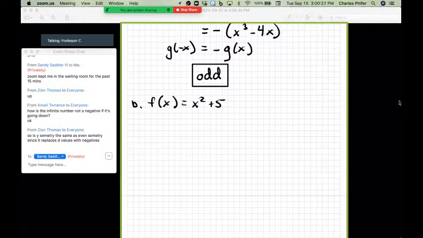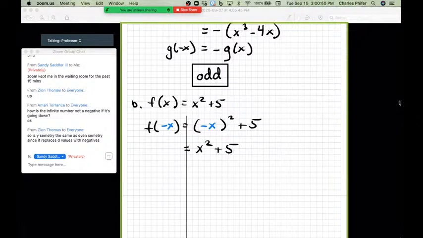Anyway, let's do the same thing. We're going to replace each x with a blank set of parentheses, x squared plus 5. And then we're going to replace each x with negative x and see what happens. Bring down our equal sign. So negative x times negative x is a positive x squared plus 5. Is this the original? This is indeed the original. So notice that f of negative x equals f of x. So that's the definition of a function being even.